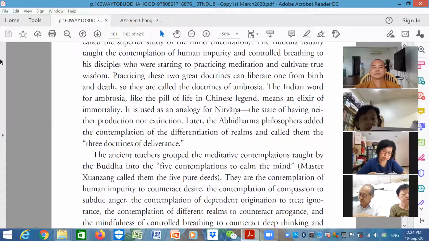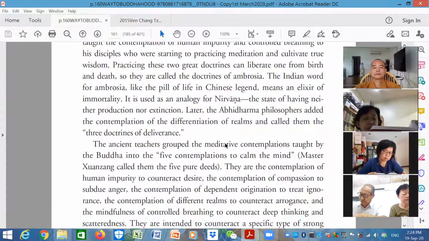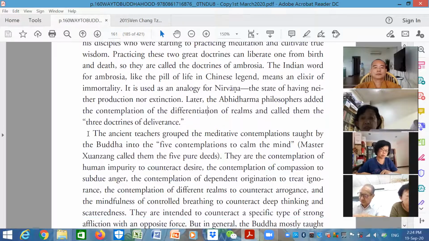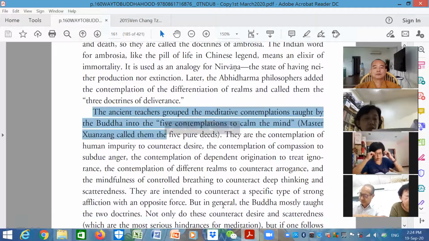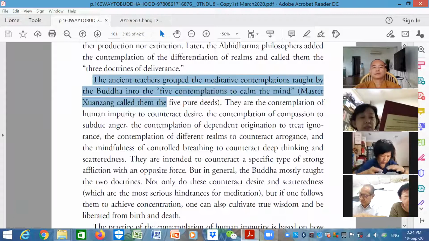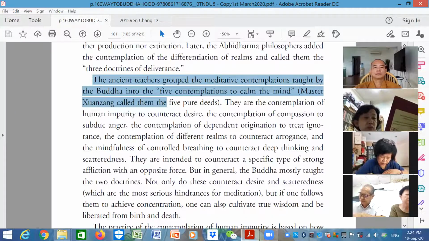Later, the Abhidhamma philosophers added the contemplation of the differentiation of realms and called them the three doctrines of deliverance. The ancient teachers grouped the meditative contemplations taught by the Buddha into the five contemplations to calm the mind. Master Xuanzang called them the five pure deeds.